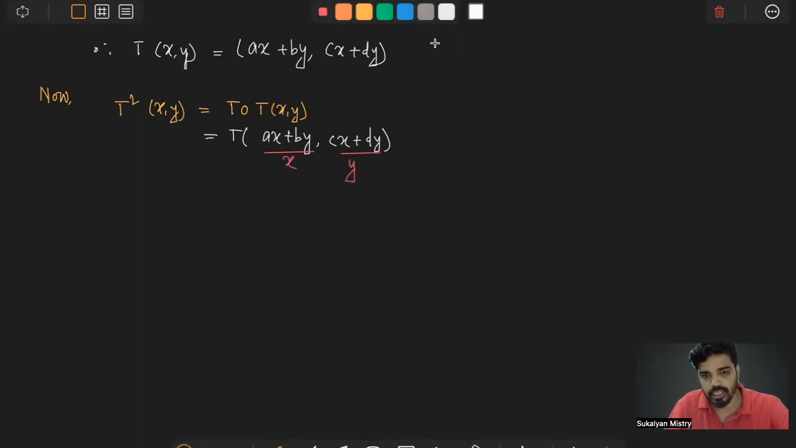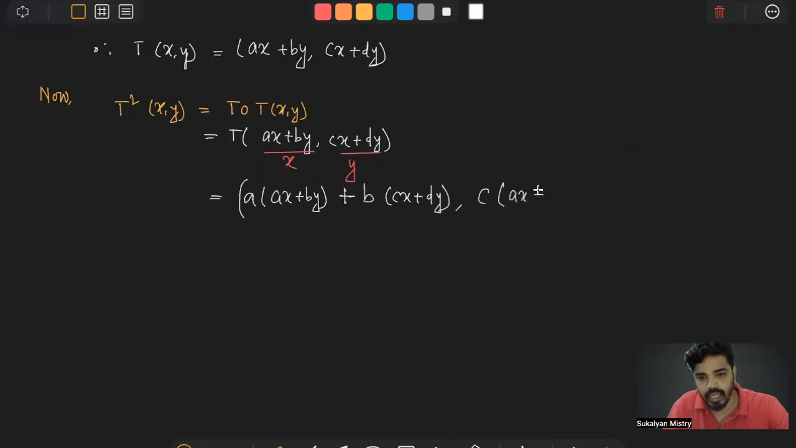How are we getting the T mapping? What is the mapping structure? T of (x, y) is (ax plus by, cx plus dy). So consider the first component as x and the second as y: x becomes ax plus by, and y becomes cx plus dy. So the first entry is a times (ax plus by) plus b times (cx plus dy), and the second is c times (ax plus by) plus d times (cx plus dy). Getting my point? Just imagine this is x, this is y.